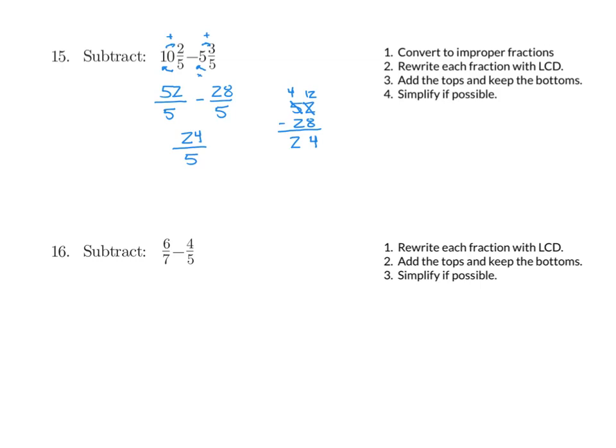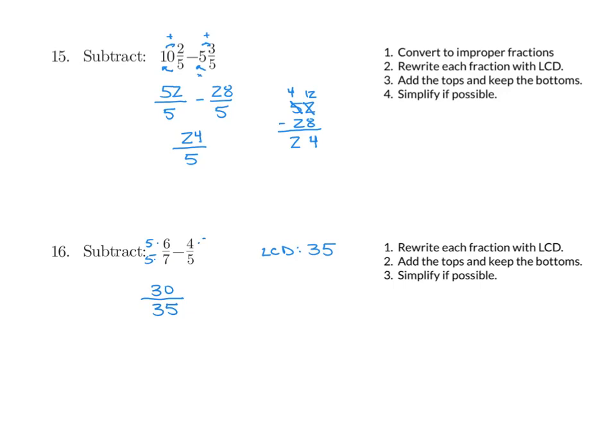All right, last one. We have 6/7 minus 4/5. We want to find our LCD. Our LCD for this is going to be 35. So we have first fraction, we're going to multiply by 5 to the top and bottom. We get 30 over 35.